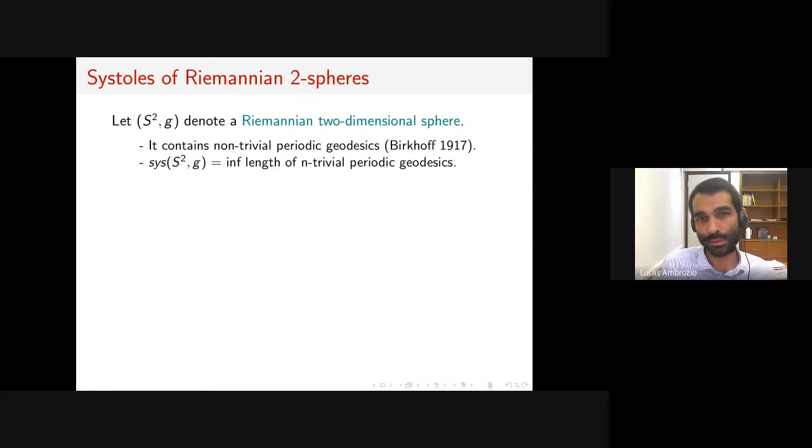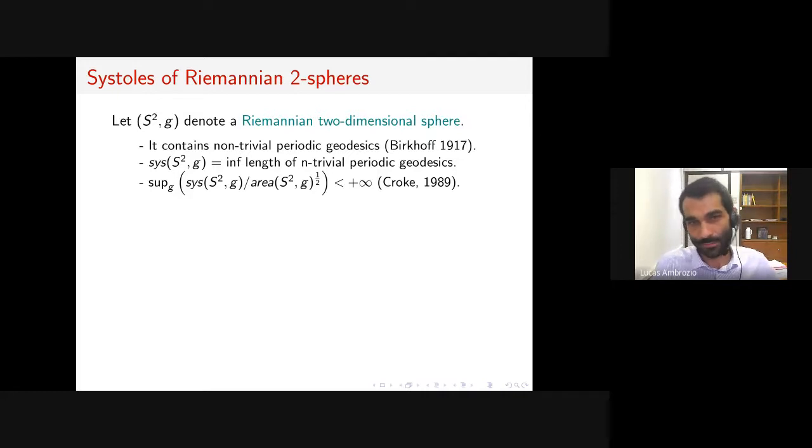In order to study it, you should try to compare it to other geometric quantities like curvature, volume, diameter, I mean, any comparison that you can think of. And one of the most interesting comparisons, in my opinion, is the comparison between the system and the area. This is because of this theorem of Croke. Croke showed that for every Riemannian metric that you put on the two-dimensional sphere, with area, say, 1, there is an upper bound, uniform on all these metrics, for the system of the metric. In other words, if you keep the area fixed, you cannot make the system arbitrarily large.